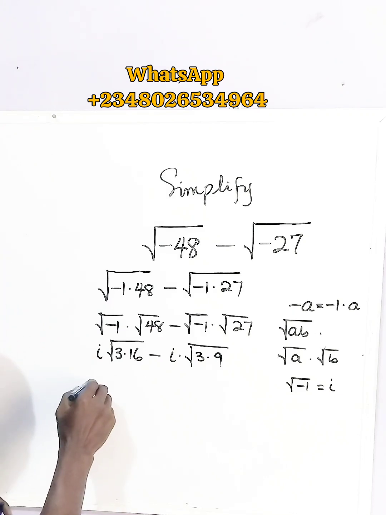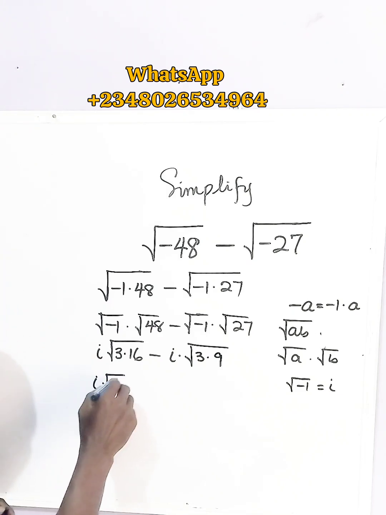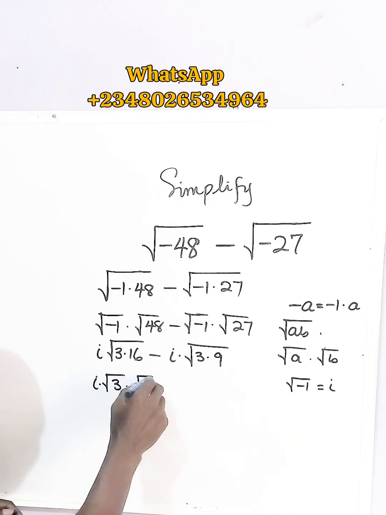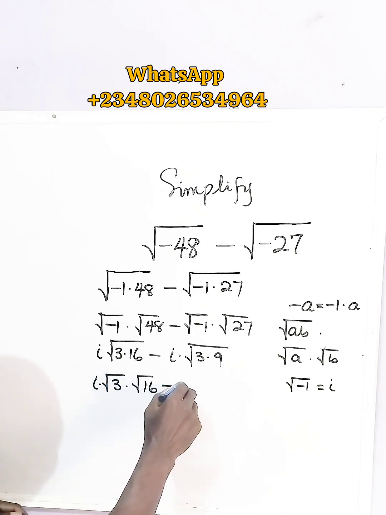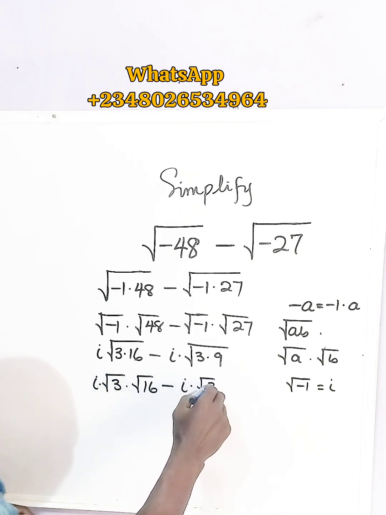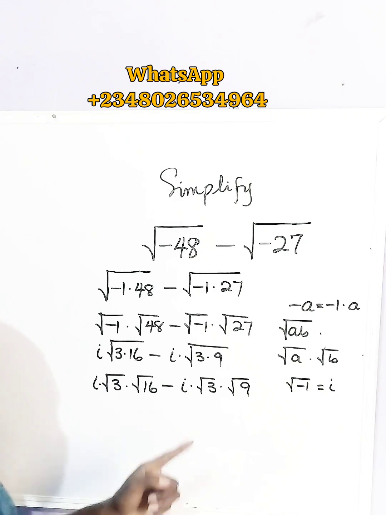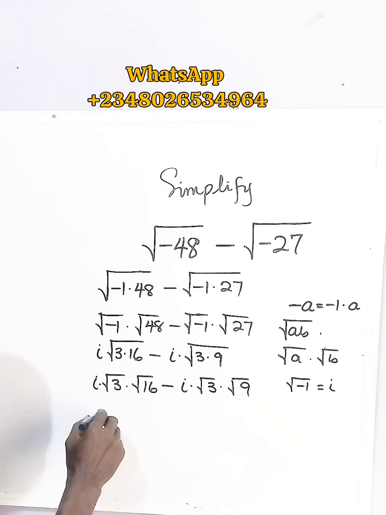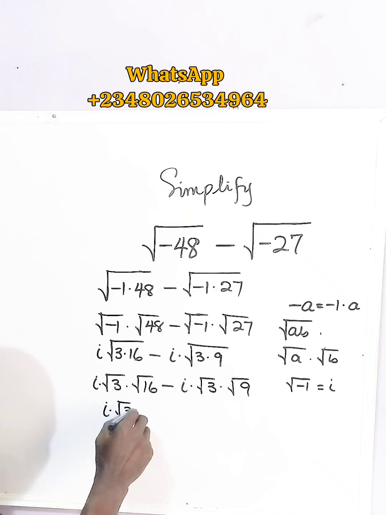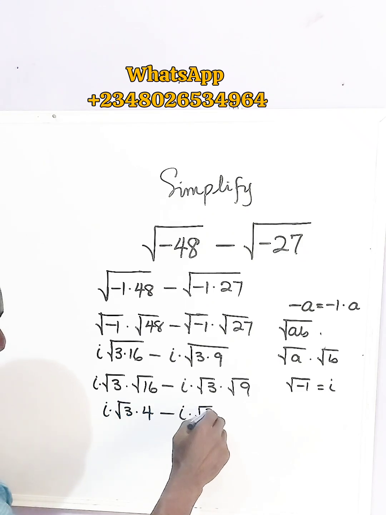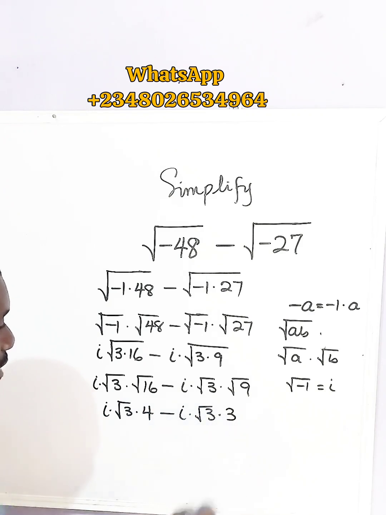Here we still have i times the square root of 3 times the square root of 16, then minus i times the square root of 3 times the square root of 9. The square root of 16 is 4 and the square root of 9 is 3. So here we have i times root 3 times 4. Now take away i times root 3 times 3. That's because the square root of 9 is 3.